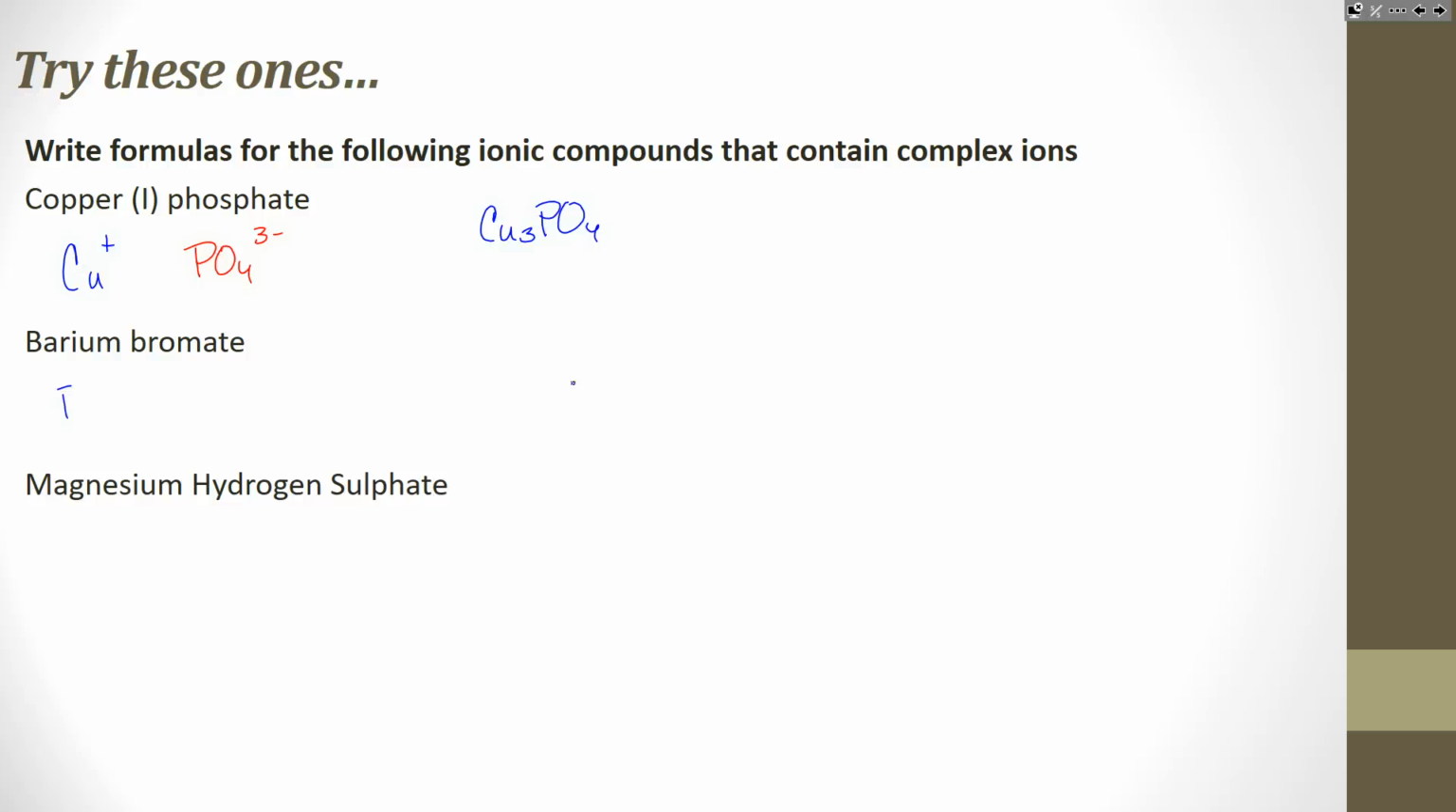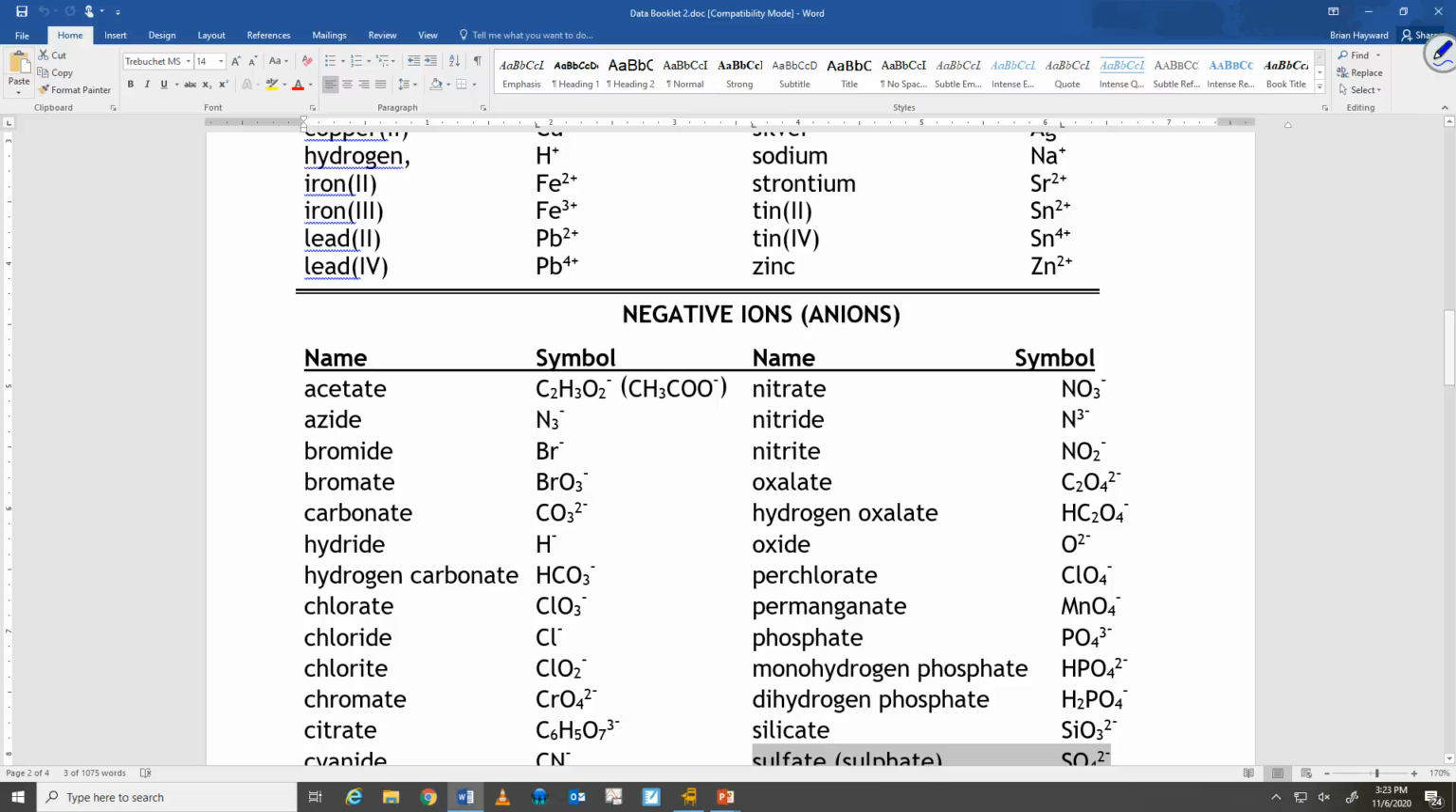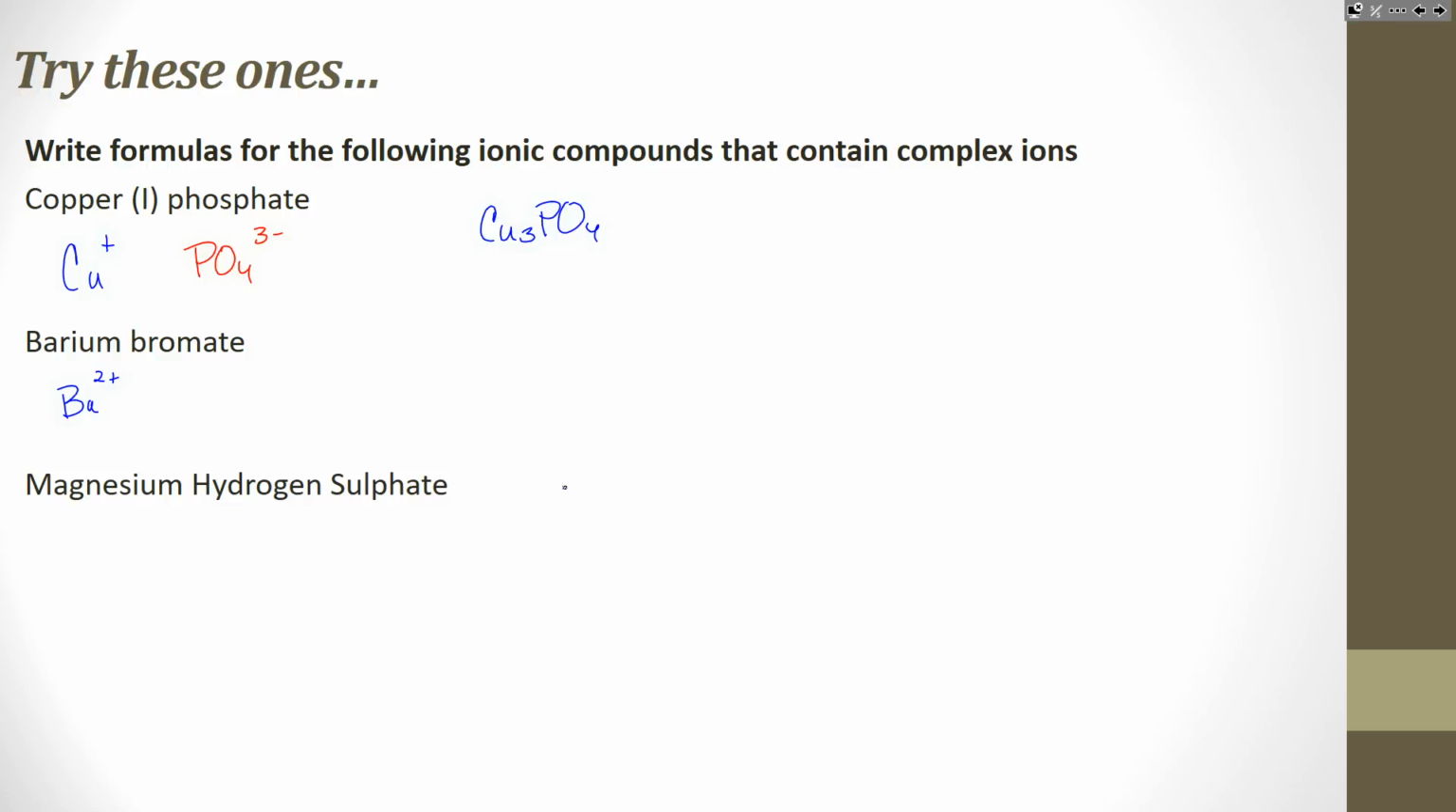Barium bromate. So we look up barium. Barium is a 2+, and then bromate. Ooh, I forget that one, so I'm going to look it up. So bromate is there, BrO3 with a 1-. So I'm going to write that down. BrO3, 1-. So to make this match up, I'm going to need 2 of these guys. So it's going to look like this, Ba(BrO3) brackets 2.